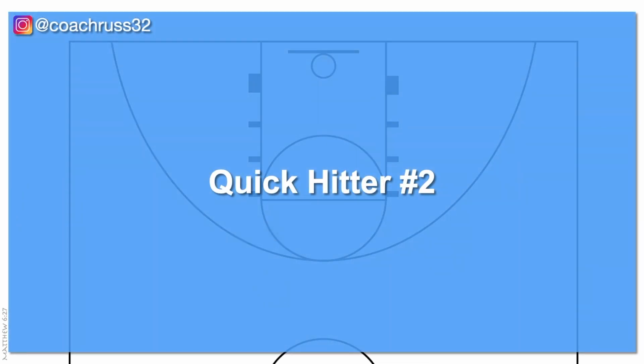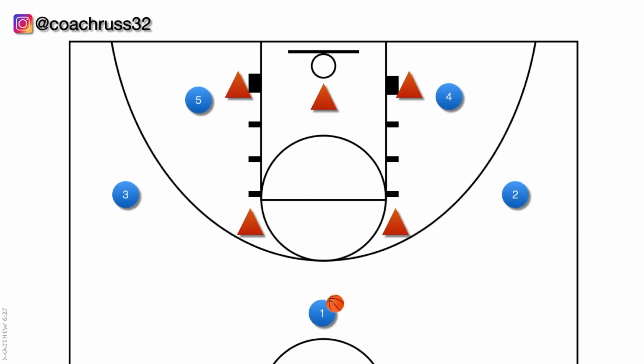Alright, quick hitter number 2. For this play, we still have our 3 players outside the 3-point line, but we want our 4 and 5 players to start just outside the key above the block. The play is initiated with the top to wing pass from our point.